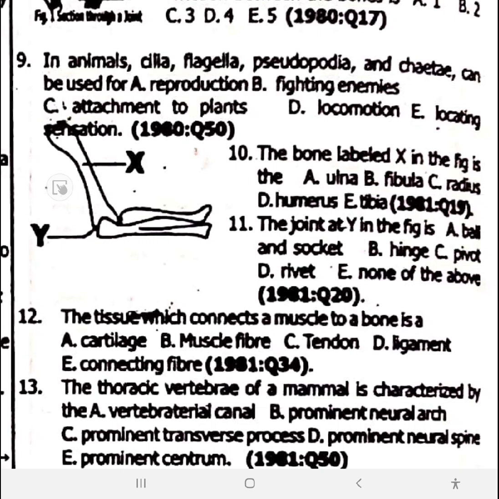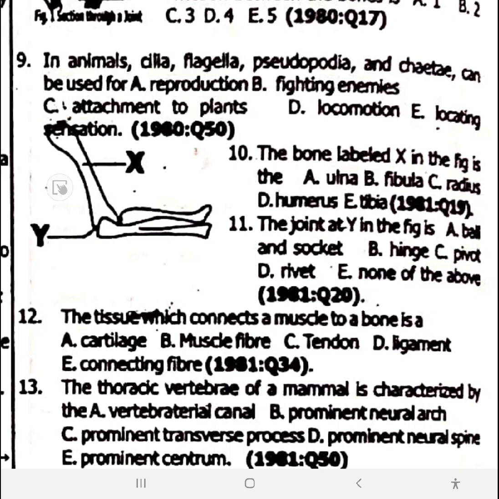Next, the gliding or sliding joint. These joints allow bones to slide over one another. Examples: your wrist, W-R-I-S-T, and the ankle joint. They allow bones to slide over one another.